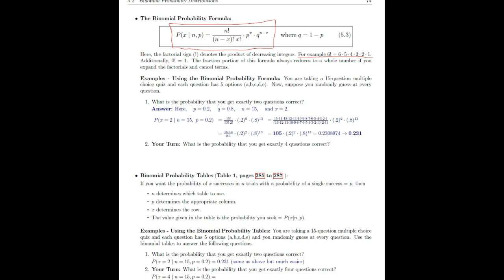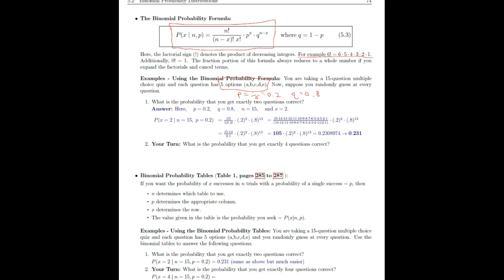So you're taking a 15-question multiple choice quiz. Each question has 5 options, A, B, C, D, or E. Now suppose you randomly guess at every question. What is the probability that you get exactly 2 questions correct? So we know that the p is 0.2 because there were 5 options. What's the probability if you're going to guess and get one correct? It's 1 out of 5, which as a decimal is 0.2. And therefore we know q, which is the complement of that, is going to be 0.8.